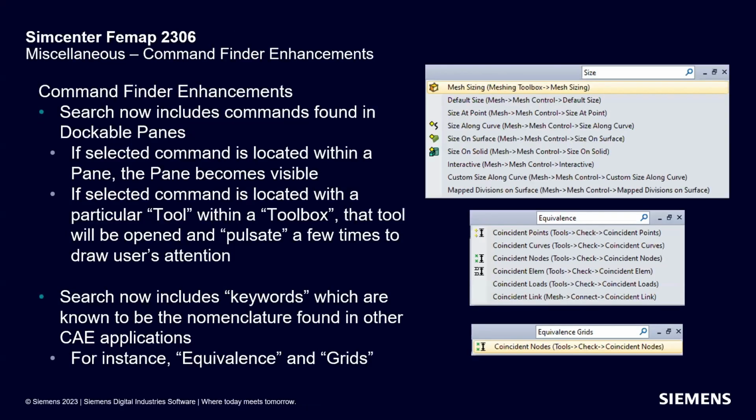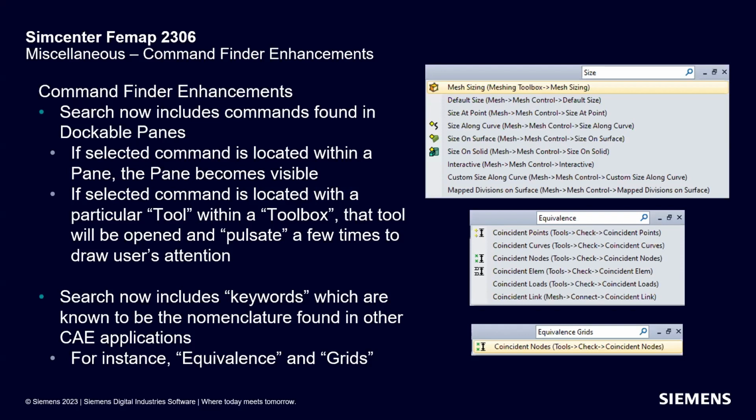Just some miscellaneous things. We added a command finder for 2301. We did quite a bit of an enhancement for 2306. So anything that's in a meshing, like in one of the toolboxes, if you go looking for it, should also now pop up in here. And if it is in a toolbox, that tool, if you select it, that tool will be open and it'll kind of pulsate a few times to draw the user's attention to where the tool is.